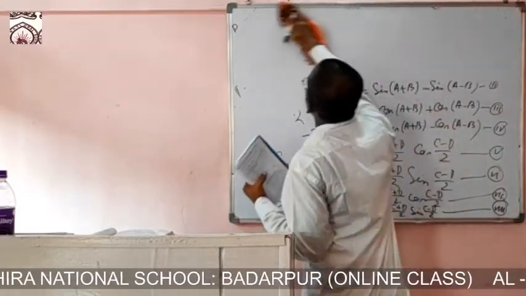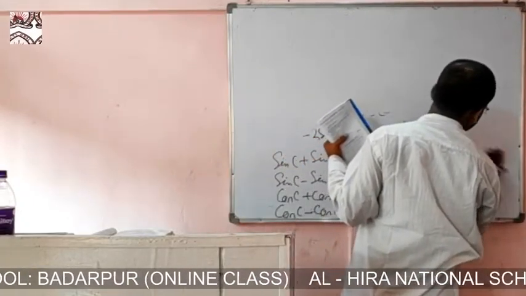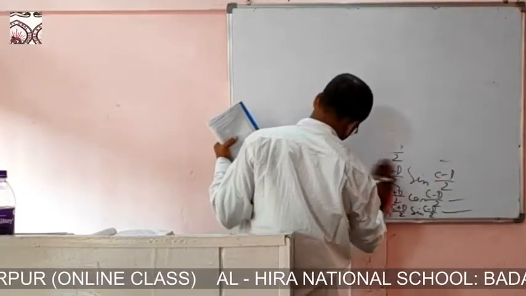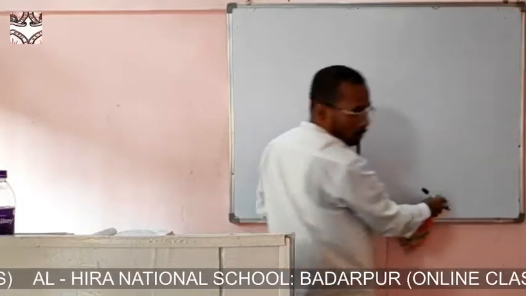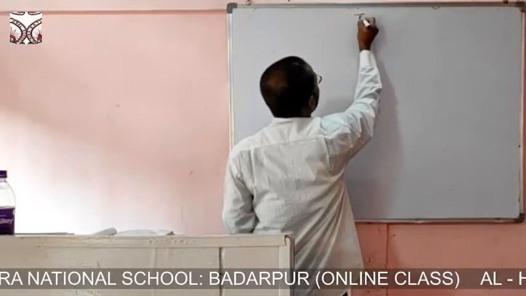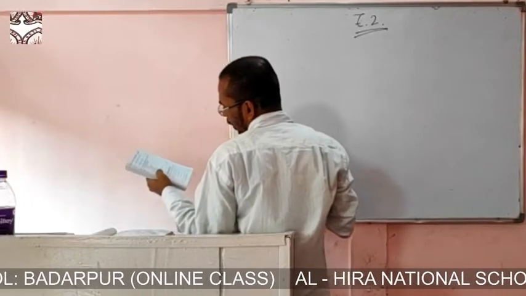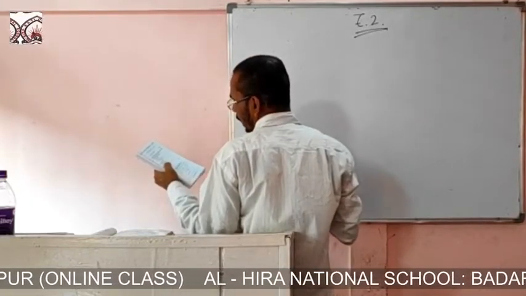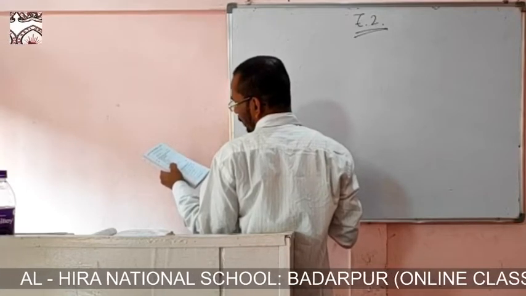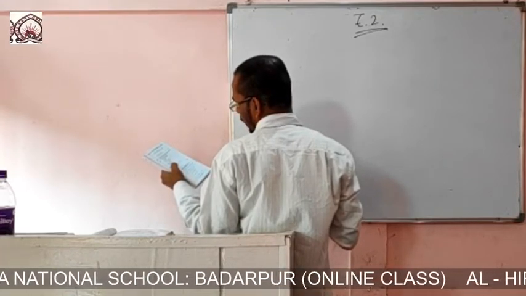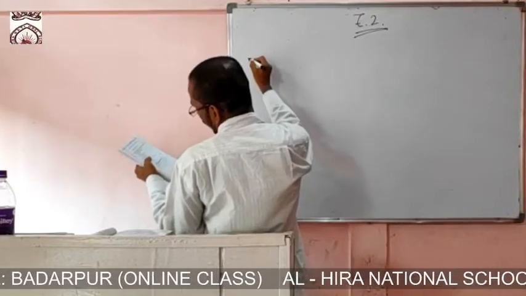Exercise 7.2. First one is using the formula. They are writing also using the formula and compound angles, so that sine 45 degree minus alpha is equal to cos 45 degree plus alpha is equal to 1 upon root 2 cos alpha minus sin alpha. So number one.